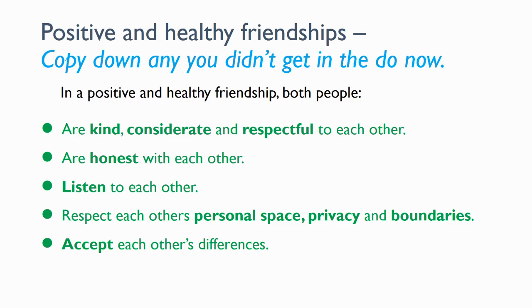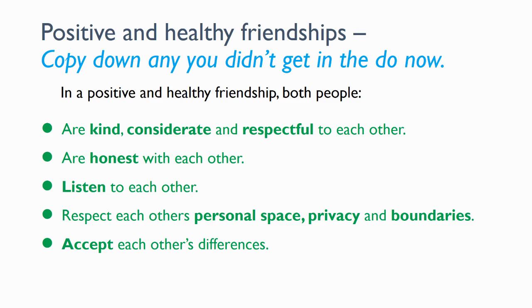So, first of all, thinking about positive and healthy friendships. What I'd like you to do is add these down in your green pen, in your notes, to any that you didn't get for number 1 in the do now. So in a positive and healthy friendship, both people are kind and considerate and respectful. They are honest with each other. They listen to each other. That's really important, that we hear what other people have to say.